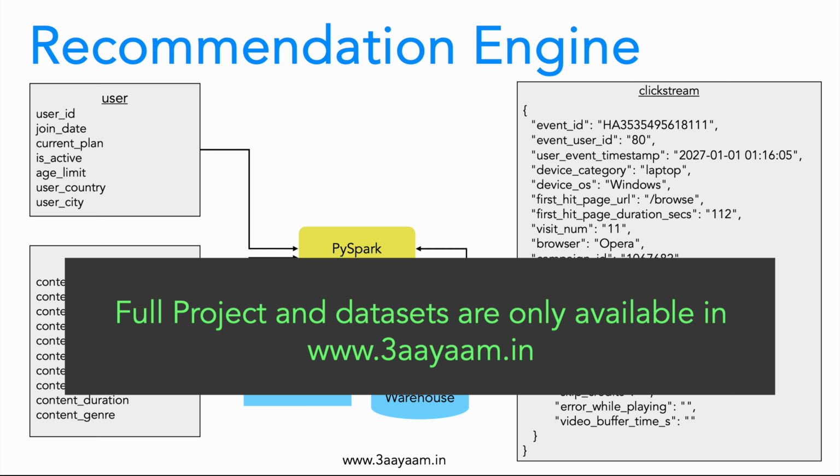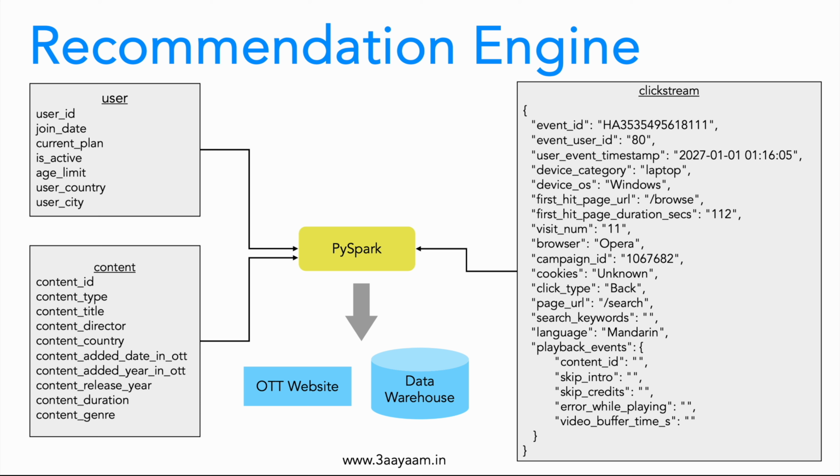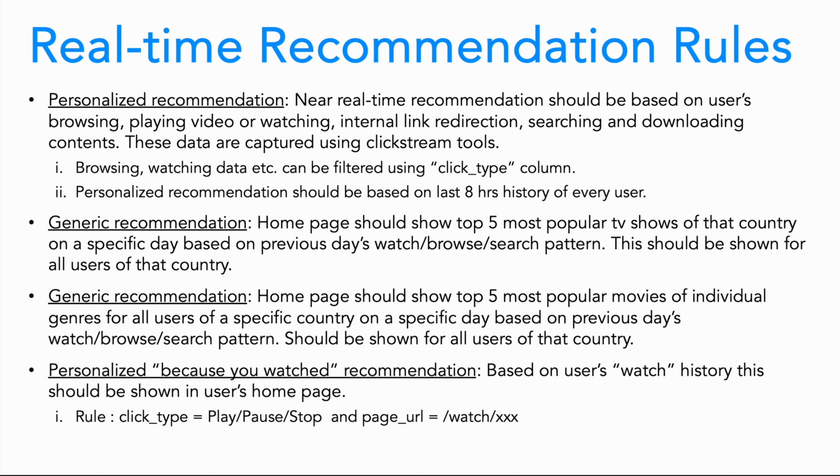The static data would be user data, content data, and a little bit more. Then we'll get clickstream data in JSON format, which will be in a Kafka topic, and that would be read by PySpark. The recommendations that are going to be generated would be shown on the OTT website, and would be stored in a data warehouse also. Of course, you do not have to send the data to the OTT website. You can show it in a console or you can store it in a database also. But this is how the engine in our project would work.